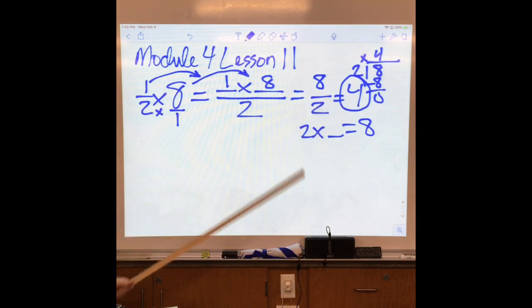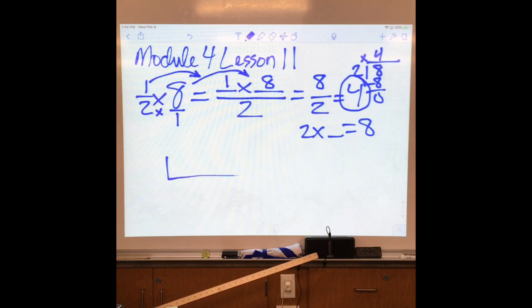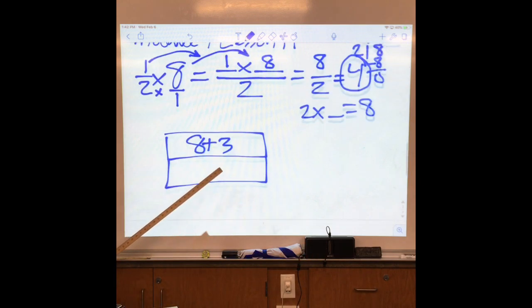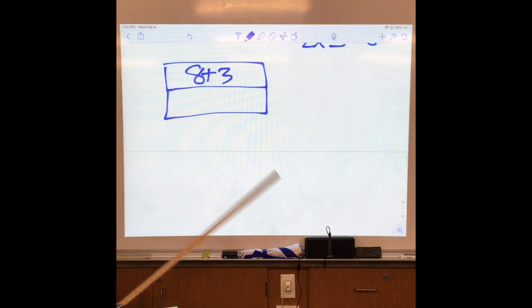Nice work. So now I'm going to have another one. Let's say I have a tape diagram and I have 8 plus 3. And I'm going to stack my tape diagram onto this. So the question becomes 8 plus 3 is what? 11.